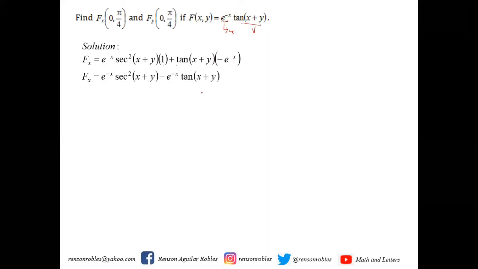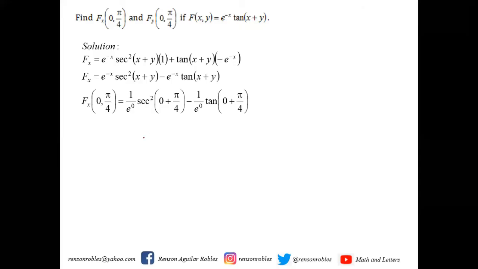Okay, and then simplifying, f sub x equals e to the negative x secant squared x plus y minus e to the negative x tangent x plus y. And then what we are going to do next is to replace x by 0 and y by pi over 4. So we have e to the negative x is 1 over e to the x, where x is 0, secant squared x is 0, plus y, that's pi over 4, minus, again, that's 1 over e to the x, then x is to be replaced by 0, and then you copy tangent, then replace x by 0, and y by pi over 4. Okay, and then we shall have this.